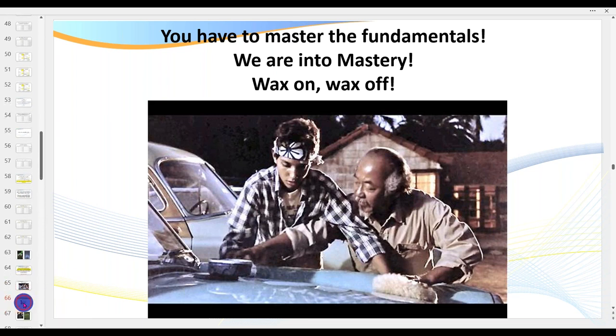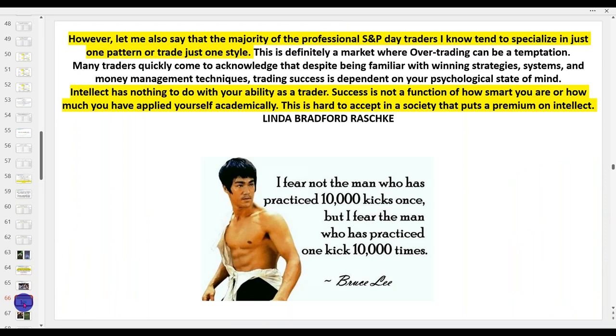And even Bruce Lee said, I fear not the man who has practiced 10,000 kicks once, but I fear the man who has practiced one kick 10,000 times. And what I mean by that is mastering just one or two setups, become a specialist. The specialist traders are the ones that make the big bucks. And even Linda Raschke, wonderful trader and funds manager, wonderful, wonderful lady, says here, let me tell you, the majority of professional S&P traders I know tend to specialize in one pattern or trade just one style.